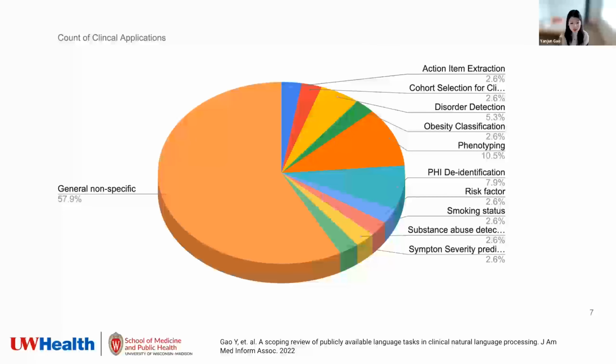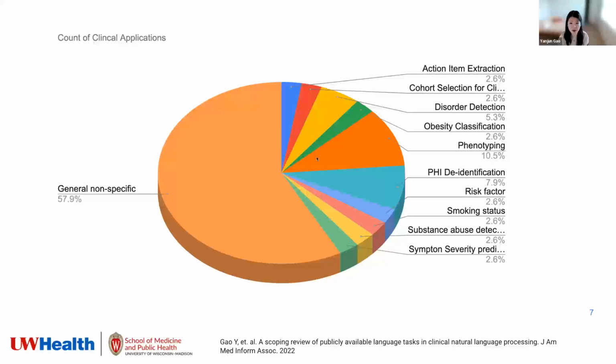So we did a scoping review on the existing publicly available clinical NLP tasks, because we are trying to figure out, well, what is the state of clinical NLP tasks now? What have people been focusing on? So we're looking at the count of clinical applications from almost 30 clinical shared tasks or NLP shared tasks, meaning they provide publicly available datasets, call for participation, and provide support for the entire community to solve the problems.